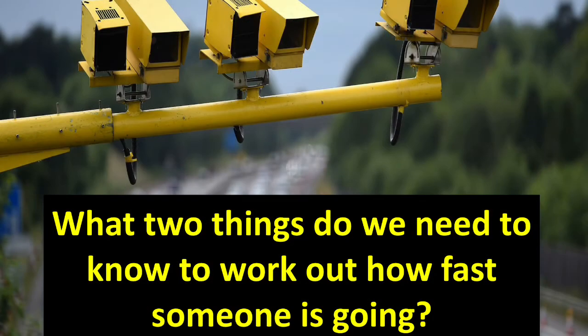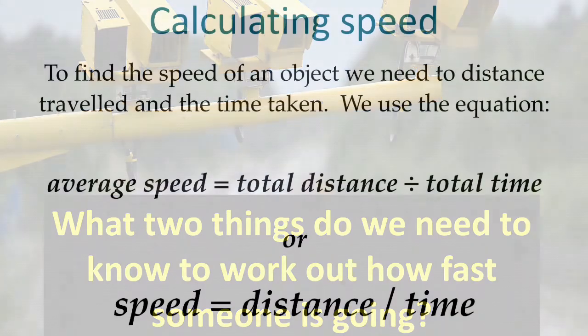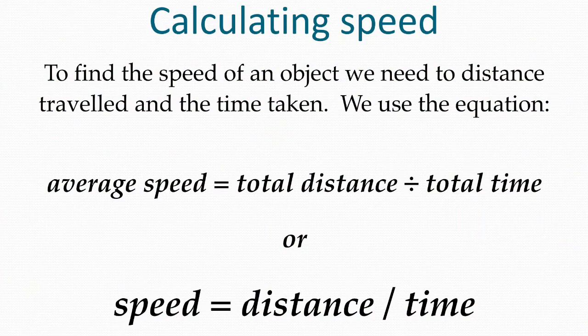In order to calculate the speed of an object, you need to know two things. The first is the distance that it's travelling, and the second is how long it took to travel that distance. If we have the distance and time taken, we can find the speed using the equation shown here, where average speed is total distance divided by total time, or speed is distance over time. You may want to pause the video here and copy that down in your books.